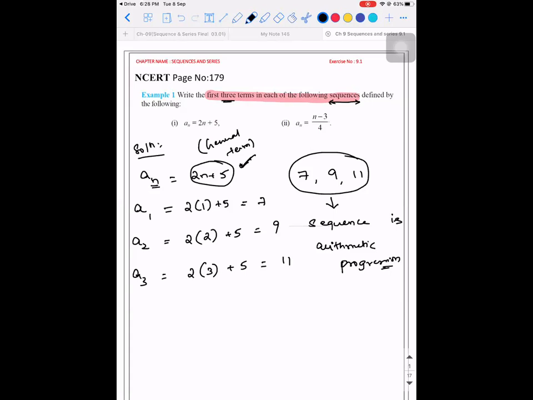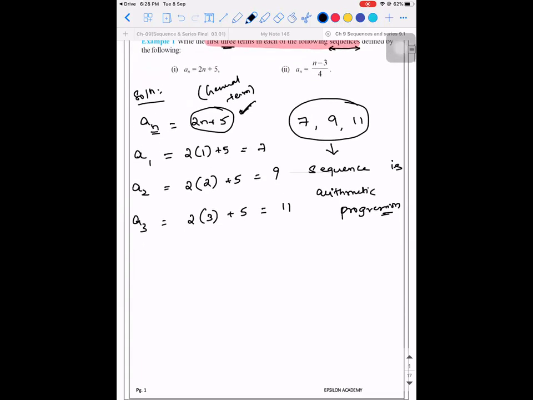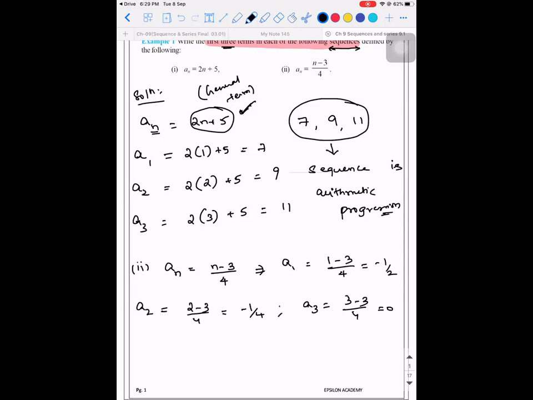That's it. In a similar way, if I look at the second problem, an is equal to (n minus 3) divided by 4, which implies what is a1? 1 minus 3 by 4, minus half. a2 is 2 minus 3 by 4, which is minus 1 by 4. a3 is 0. So what are the first three numbers? Minus half, minus 1 by 4, and 0.